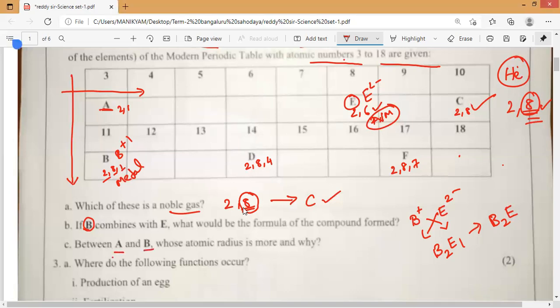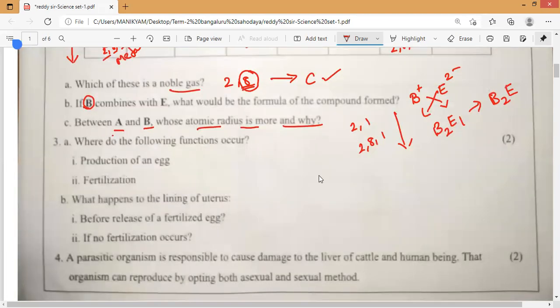Next, between A and B, whose atomic radius is more and why? They are asking. So check it, A as well as B. As we notice, both have valency as, A is 2, 1 and B is 2, 8, 1. So now you can see they are going down. Going down in a group, atomic number increases or decreases? That is what I want. Please respond. Atomic radius increases or decreases if you are going down in groups? If you keep on going down, the atomic radius keeps on increasing.